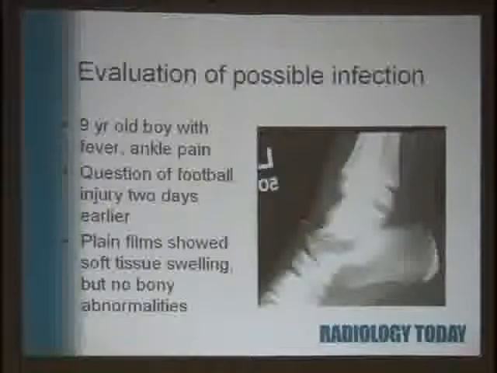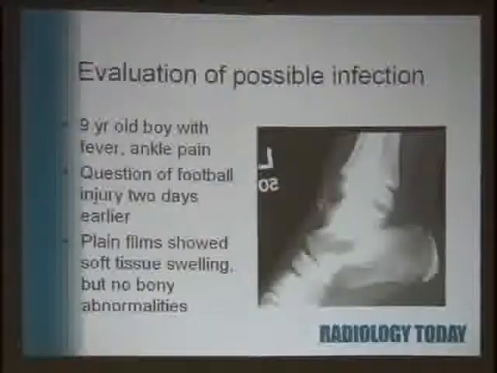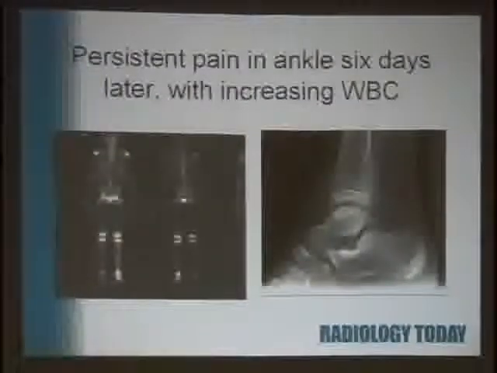This is a 9-year-old boy that came in just recently. He's having ankle pain. There's a bit of a red herring in that he'd had a possible injury at football practice 2 days earlier. But he had plain films the day he came in. It showed a little soft tissue swelling anterior to his ankle, but no bony abnormalities. Even in retrospect, I think the bone was absolutely fine. He went home, and 6 days later came back, and the poor child, he was in agony.